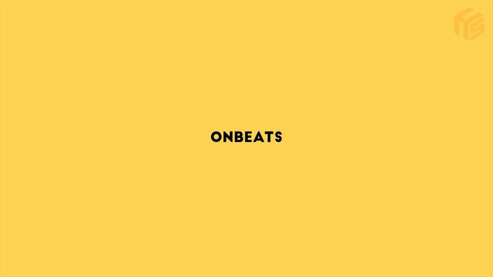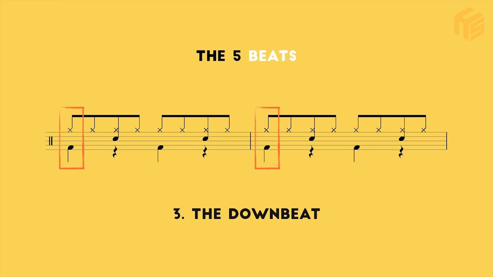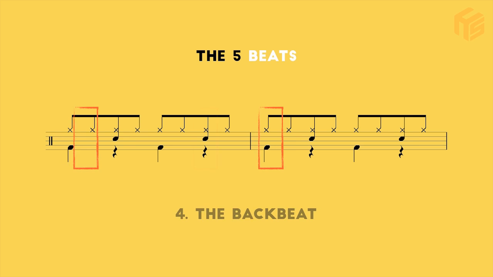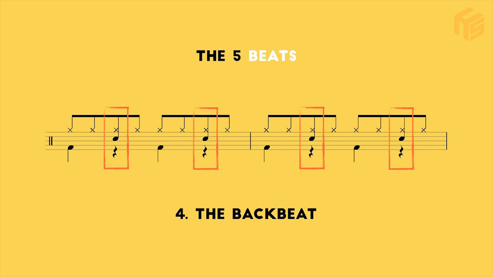Let's start by looking at the different on-beats. The most important one is the downbeat, which is always the 1. The term comes from the orchestral world, where the lowest point of the conductor's baton signals the 1. Next is the backbeat, which describes the beats on 2 and 4. In a standard groove, the backbeat and the snare drum are one and the same.